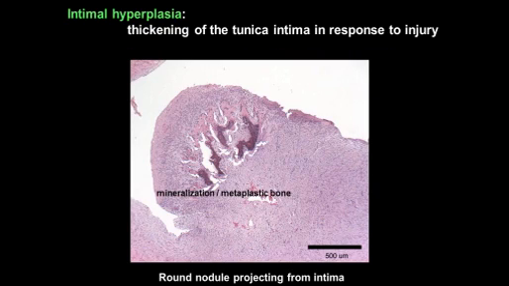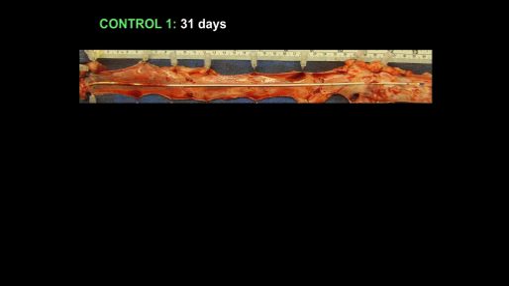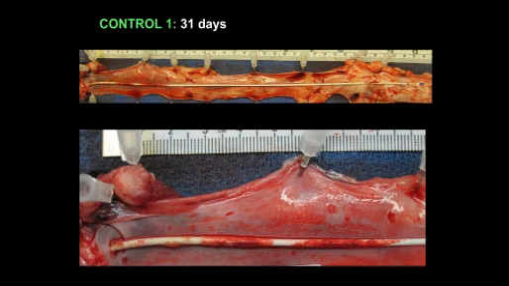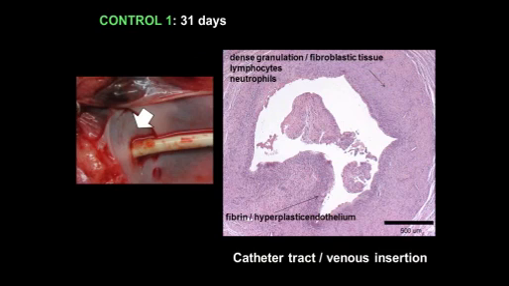We also saw damage enough that there were round nodules protruding from the intima. And in the center here, you see this darkened red material, which is the result of the chronicity and transformation of these injured areas with mineralization, actually some calcification. So let's look then at the control catheter. This was at 31 days, and looking closer, you see the extent of somewhat segmented fibrin sheath formation.